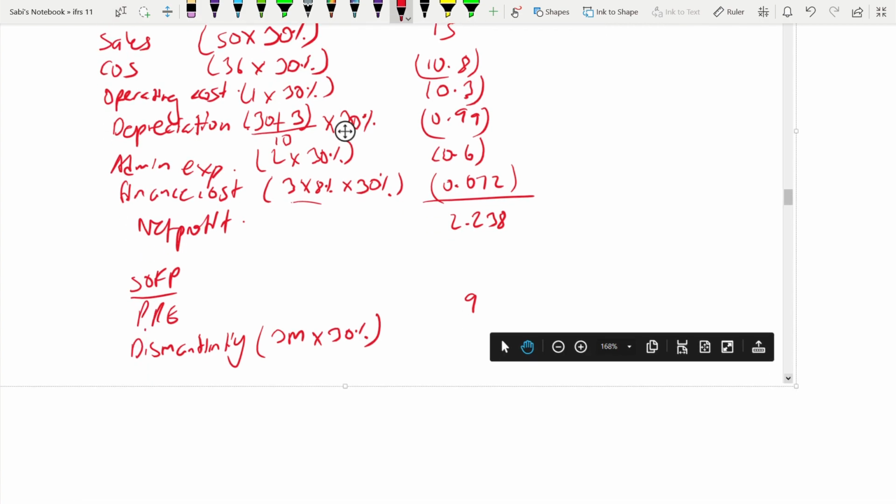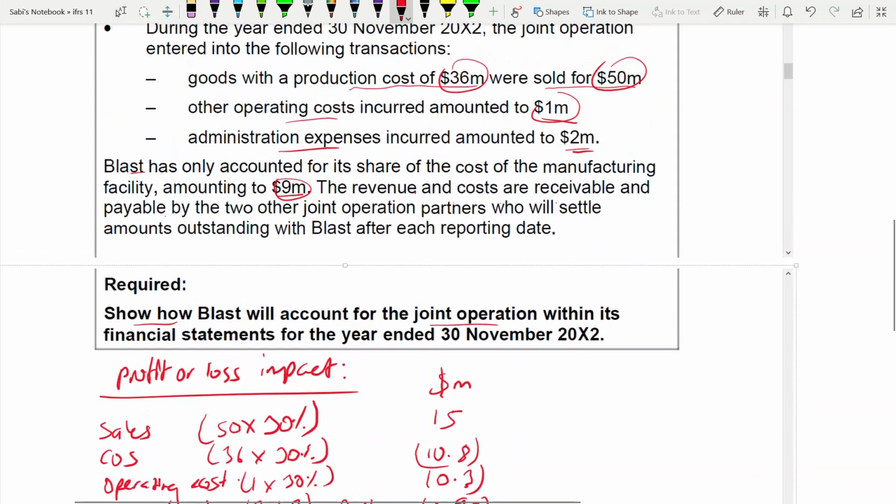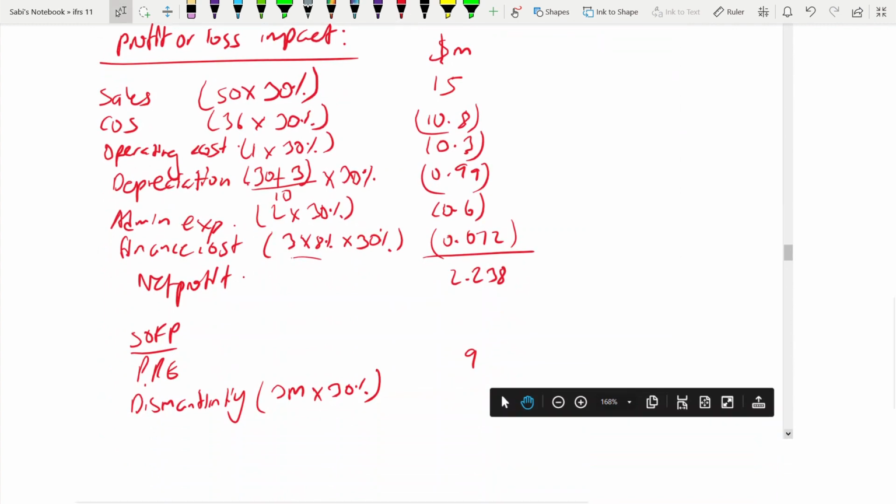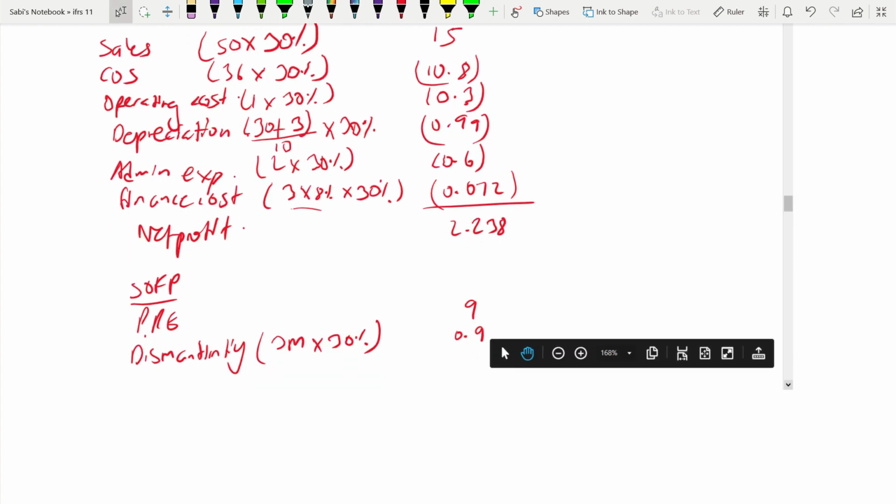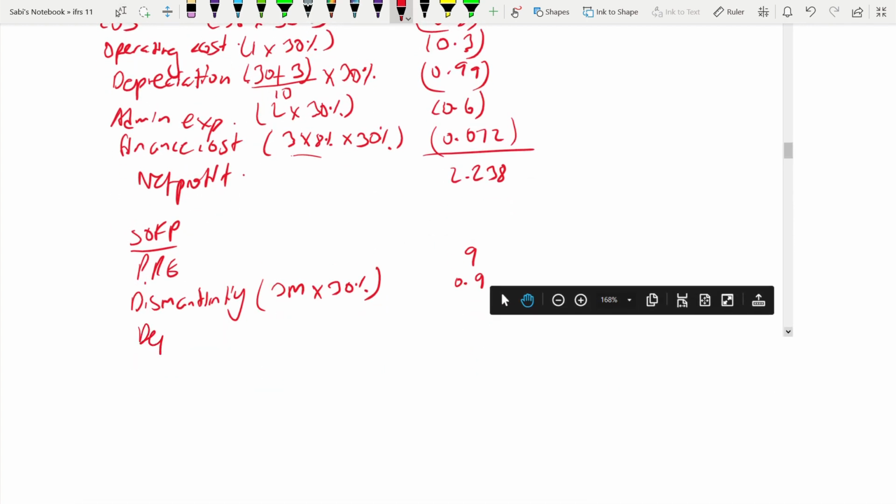Here you don't take 30% of 9. Why? Because they have already told you its share. Its share of the cost of manufacturing facility is 9. They have already given you the amount. But here, 3 million into 30% is 0.9. Then the last is depreciation. Remember, depreciation you have to deduct in your statement of financial position. Already we have got the depreciation, 0.99. So here 0.99, and you get 8.910.